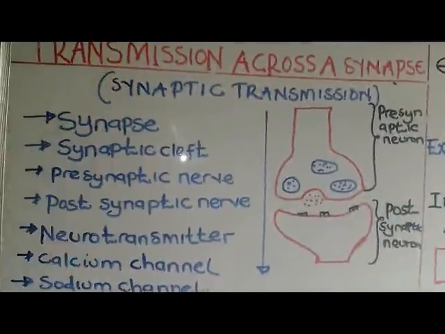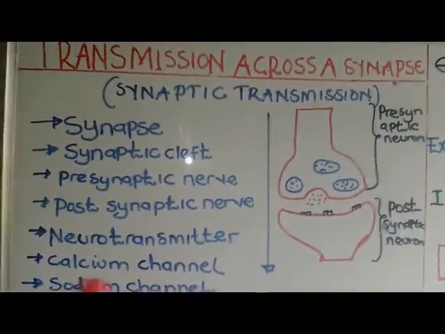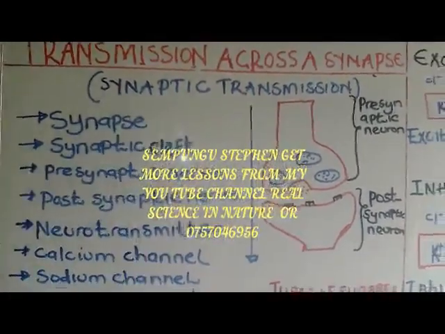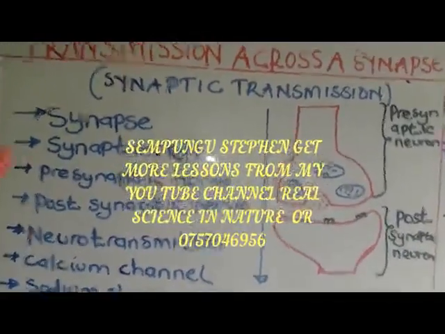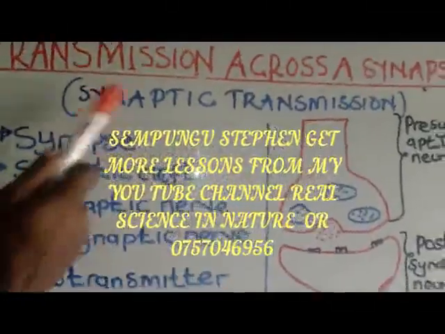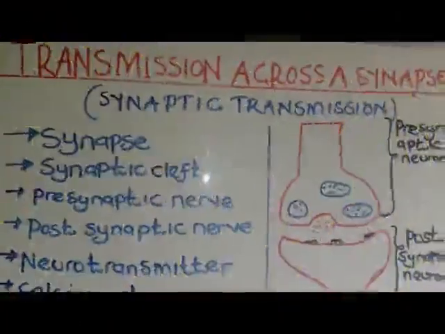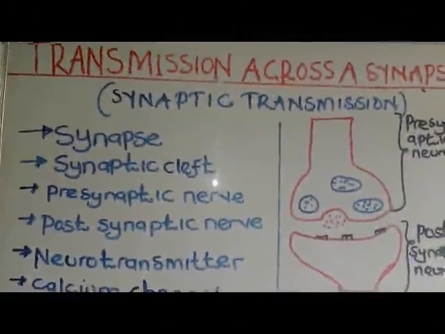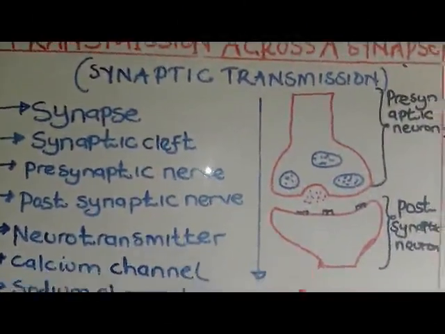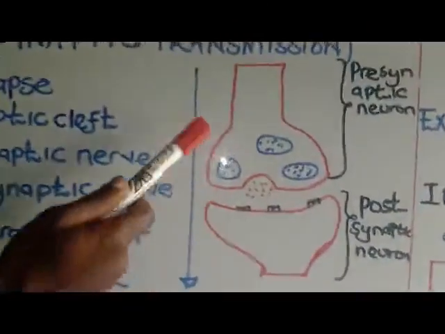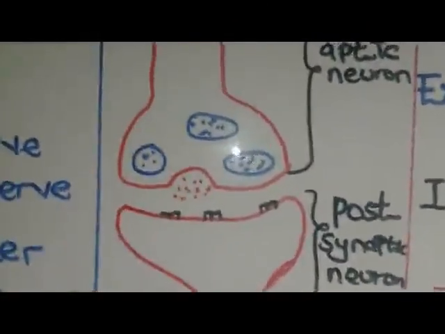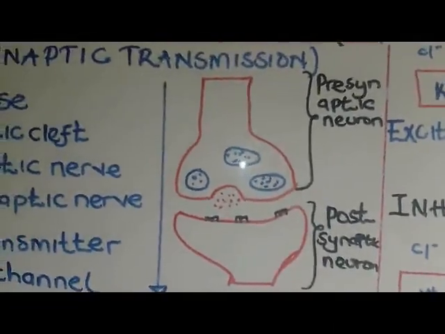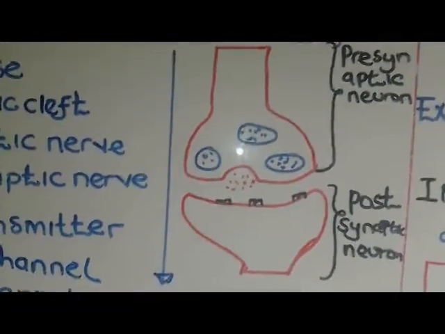Members, we are back with A-level biology, and today our emphasis is going to be put on what we call synaptic transmission. And if you don't call it synaptic transmission, we can also say transmission across the synapse. Remember, the synapse is simply the junction between a neuron and a neuron.